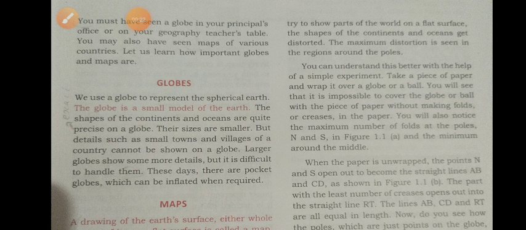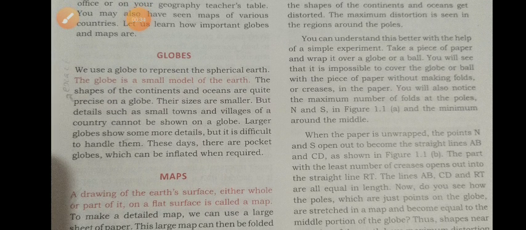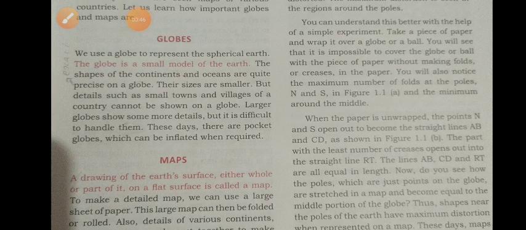What is that? The globe. What is a globe? It is a model of the earth showing important features such as continents, oceans and countries. The globe is a small model of the earth and it shows some features like continents, oceans and countries. And next we learned about the maps.